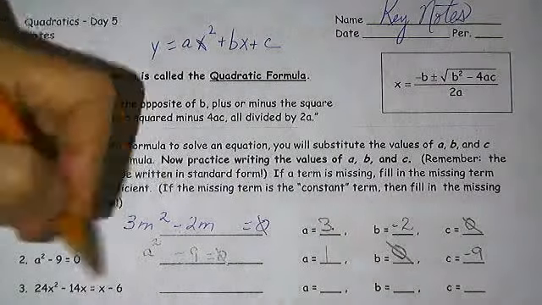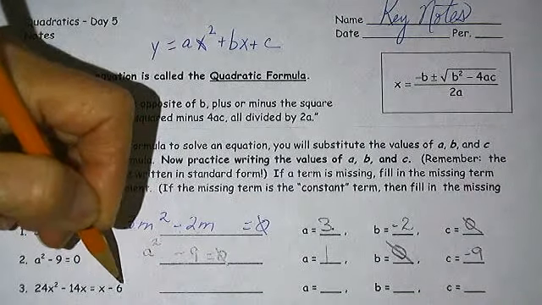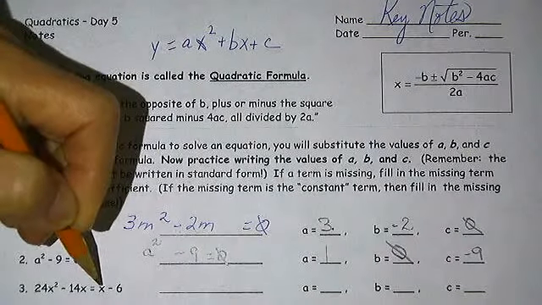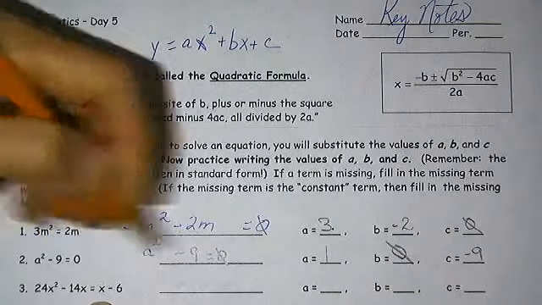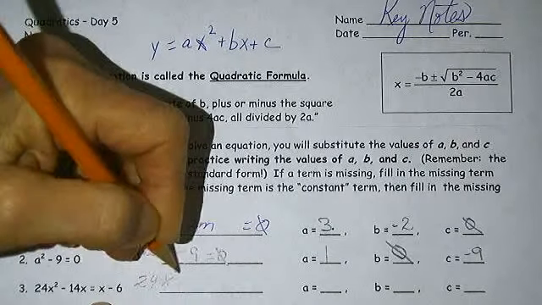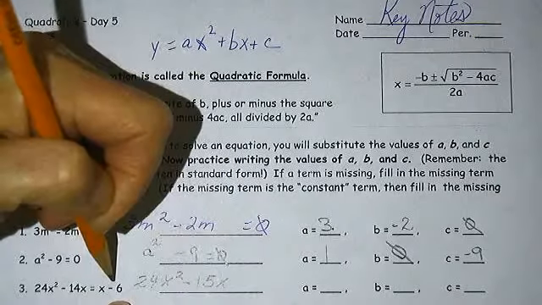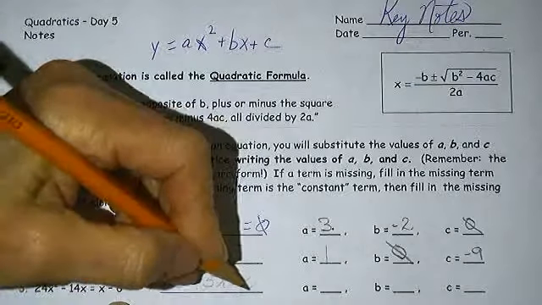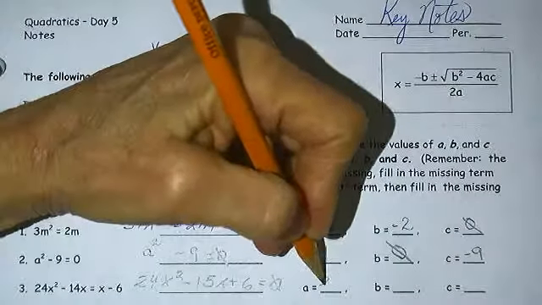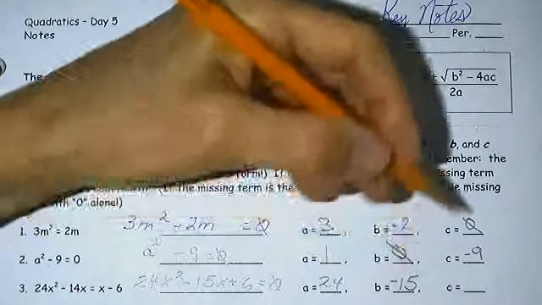That was fun. Let's do some more. 24x squared minus 14x equals x minus 6. We want our equation to add to 0, so we need to subtract x from both sides, and that gives us 24x squared minus 15x. I add 6 to both sides, plus 6 equals 0. A equals 24, B equals negative 15, and C equals positive 6.